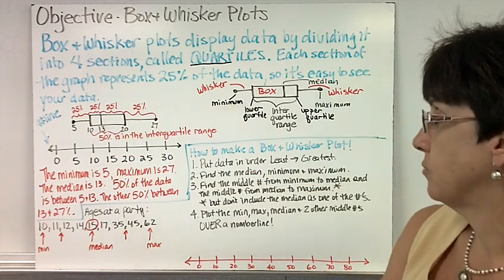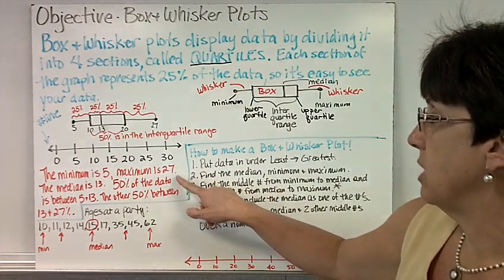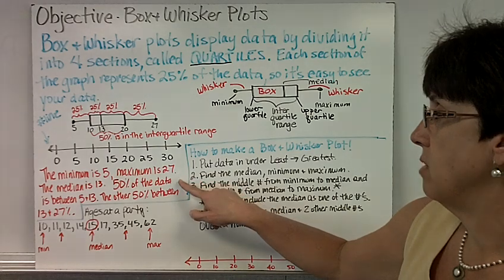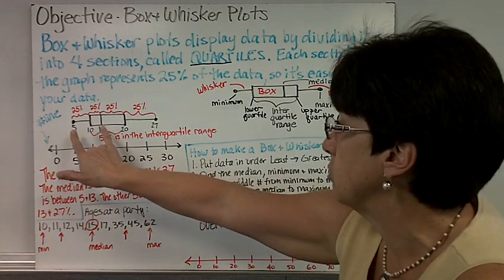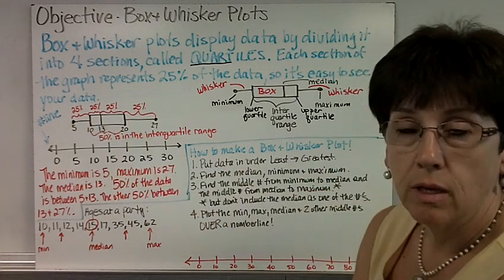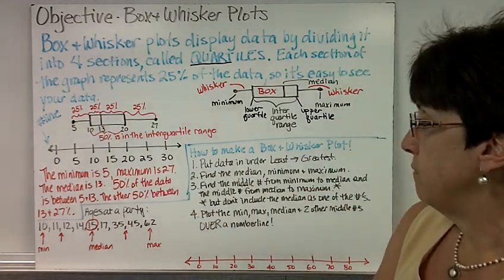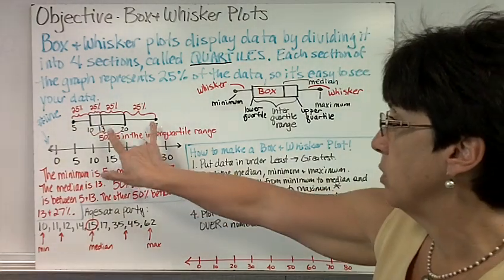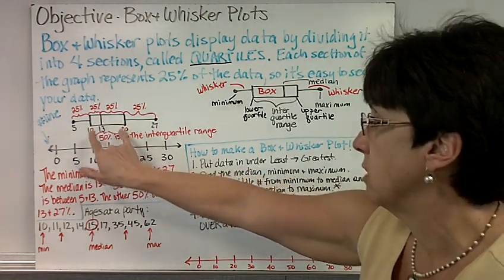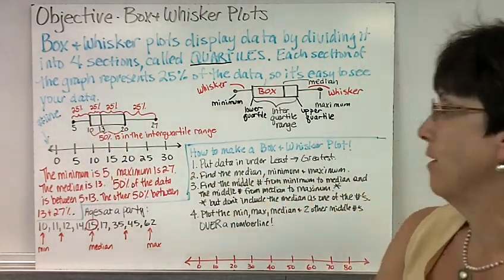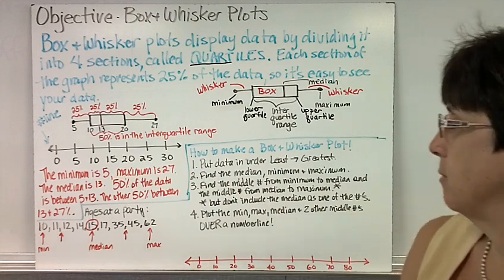That's what it means. So I wrote for here, the minimum is 5, the maximum is 27, the median is 13. 50% of the data is between the minimum and the median. 50% of the data is between the median and the maximum. And there's also 50% in the interquartile range, okay? Because 25, it's pretty easy to add it up.